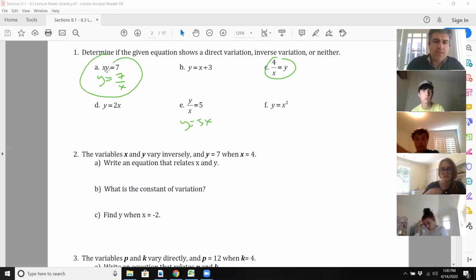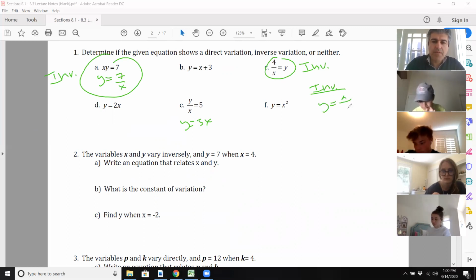So if you look at A and C, those are inverse. Remember, inverse follows y equals a over x, or x times y equals a. So whenever you see that, that's inverse, because if you were to double x, y would get halved, and vice versa.